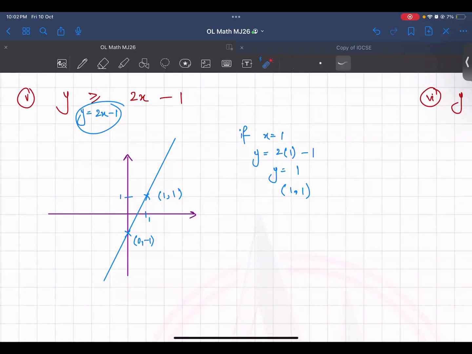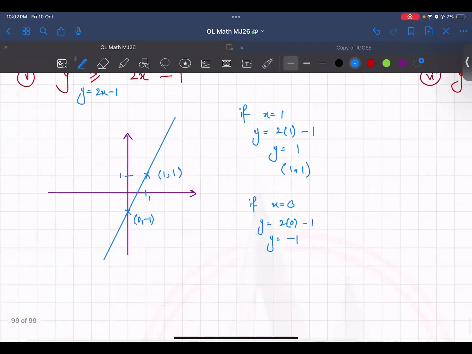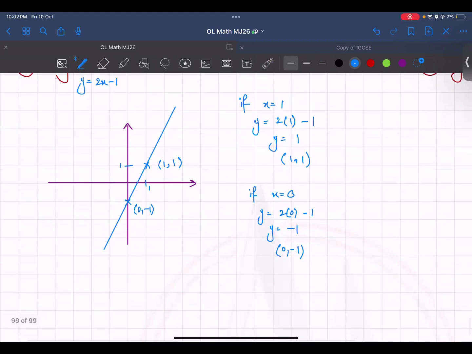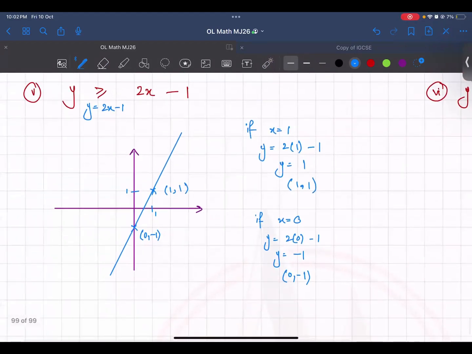If you substitute, let's suppose your x is 0, so y is equal to 2 times 0 minus 1, so y is equal to -1. So you got the point. Your y-intercept and another point 1, 1.